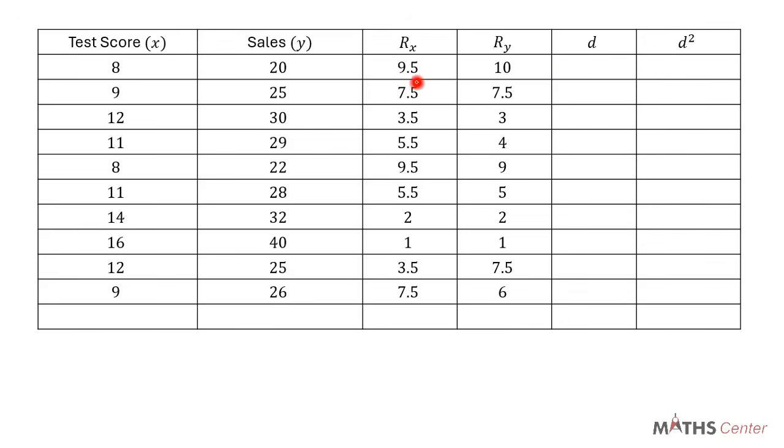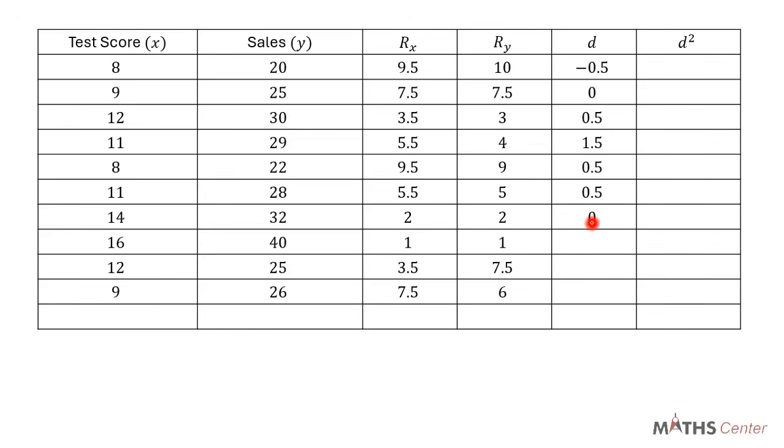To get the D, we will subtract RY from RS. 9.5 minus 10 gives us negative 0.5. 7.5 minus 7.5 gives us 0. 3.5 minus 3 gives us 0.5. 5.5 minus 4 gives us 1.5. 9.5 minus 9 gives us 0.5. 5.5 minus 5 gives us 0.5.